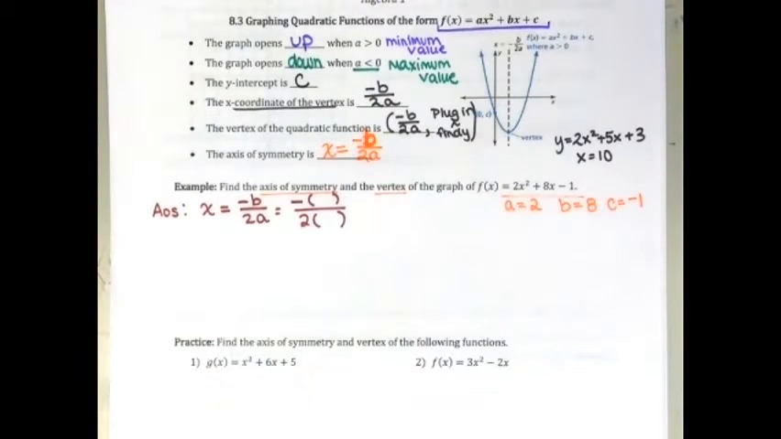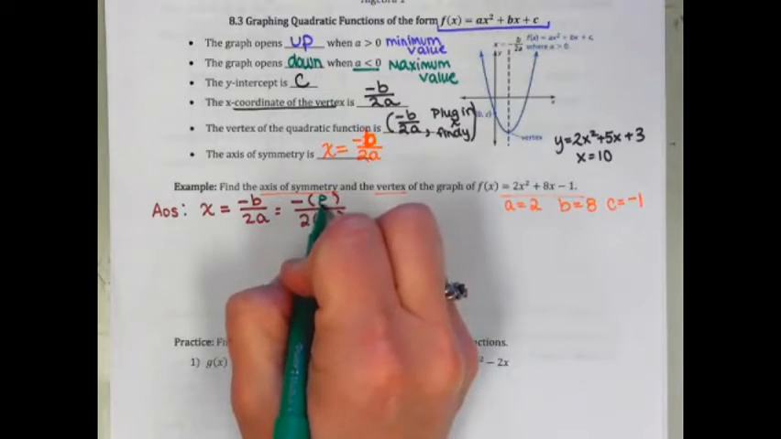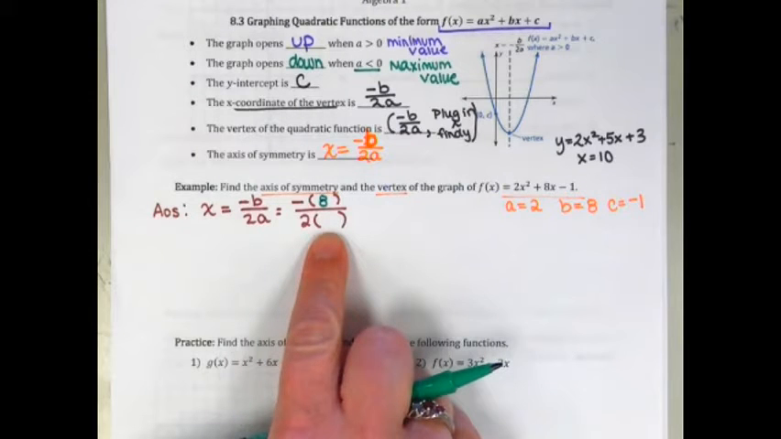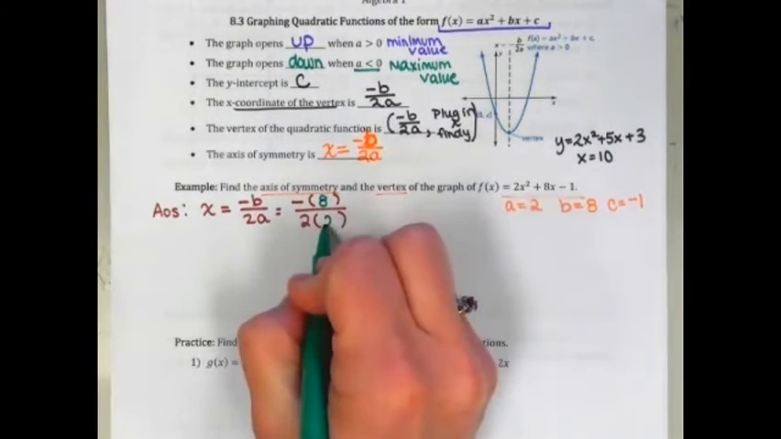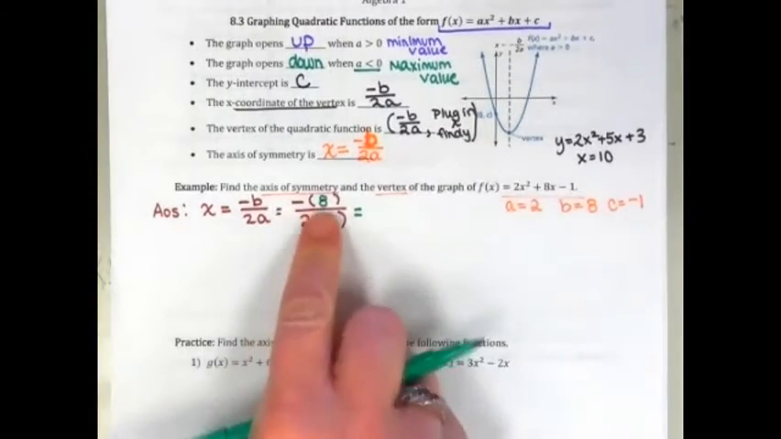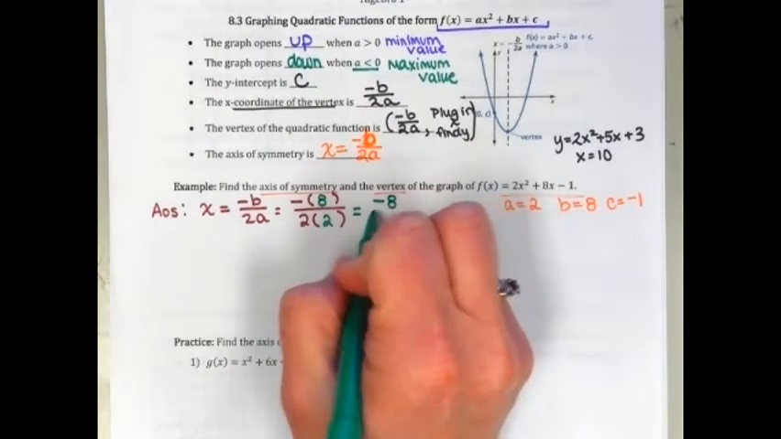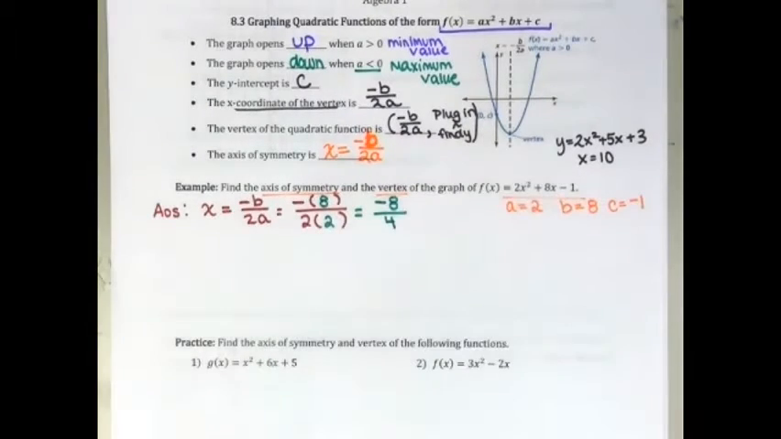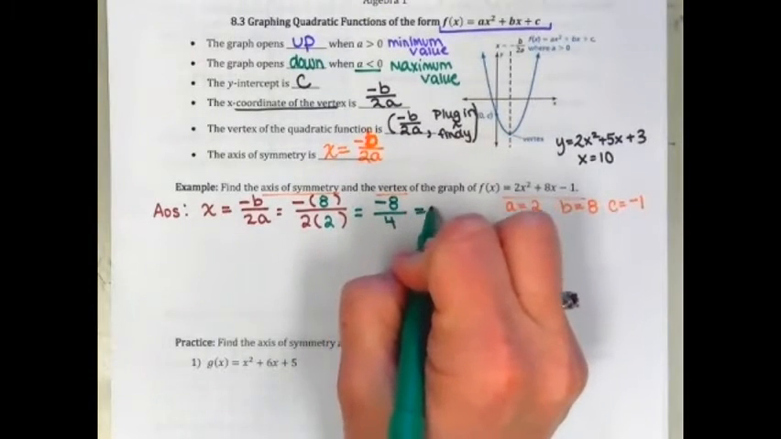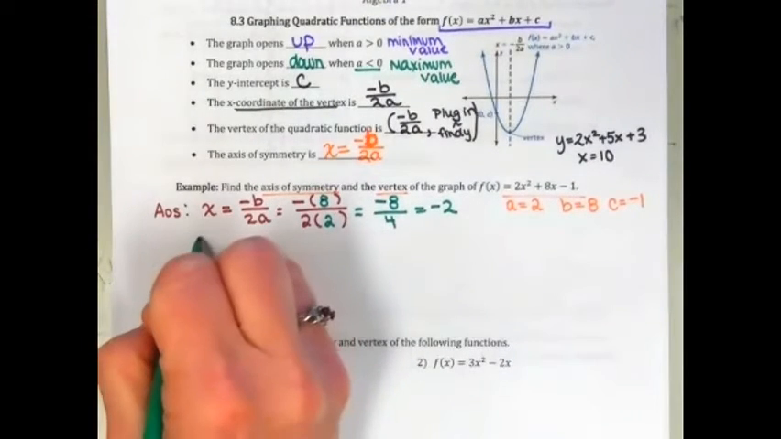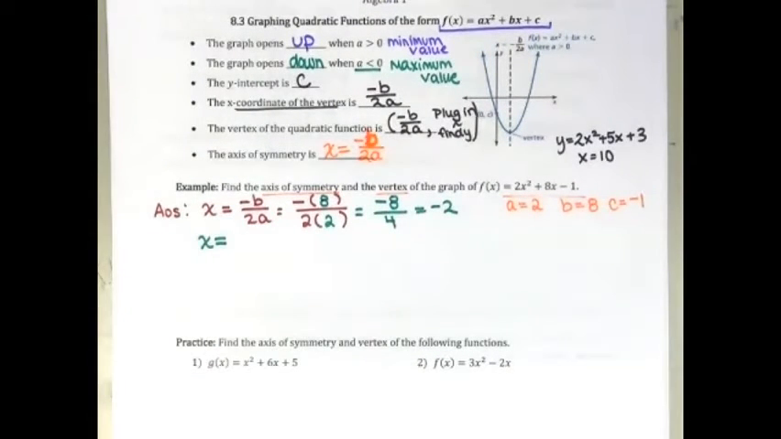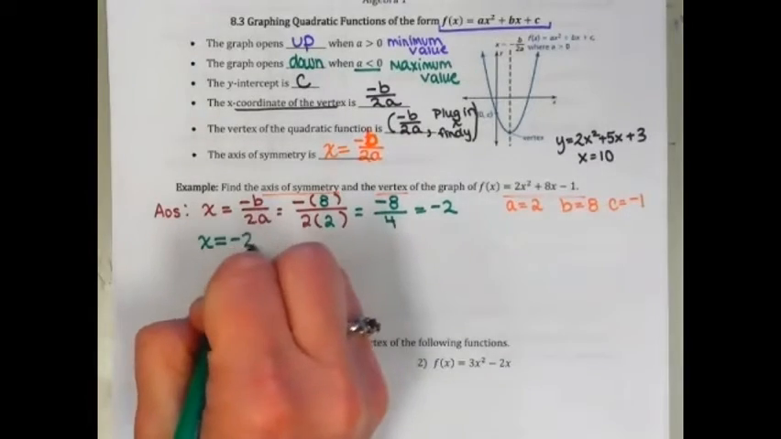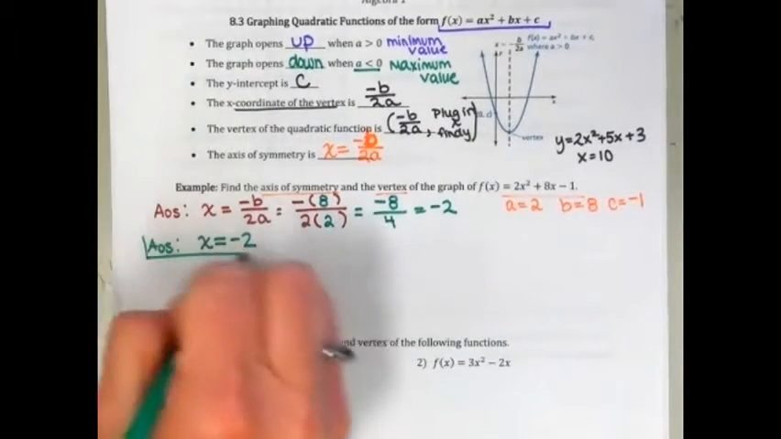Okay? So negative b. What is my b in this problem? 8 over 2 times a. And what is my a? 2. So we get a negative 8 stays a negative 8. What's 2 times 2? 4. And what's negative 8 divided by 4? Negative 2. So my axis of symmetry is just x equals, what'd you guys figure out? It's negative 2. So this is my axis of symmetry, x equals negative 2.